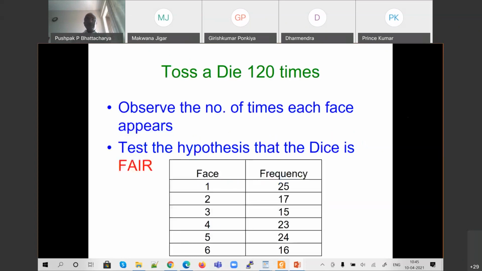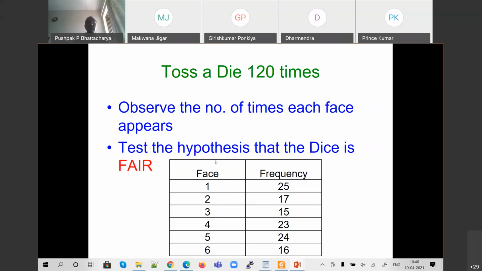So let's recall one of the problems we took, tossing a die 120 times. A die was tossed 120 times, and the face 1 appeared 25 times, 2 appeared 17 times, 3 appeared 15 times, 4 appeared 23, 5 appeared 24, 6 appeared 16. Now, can I say that the die is fair?